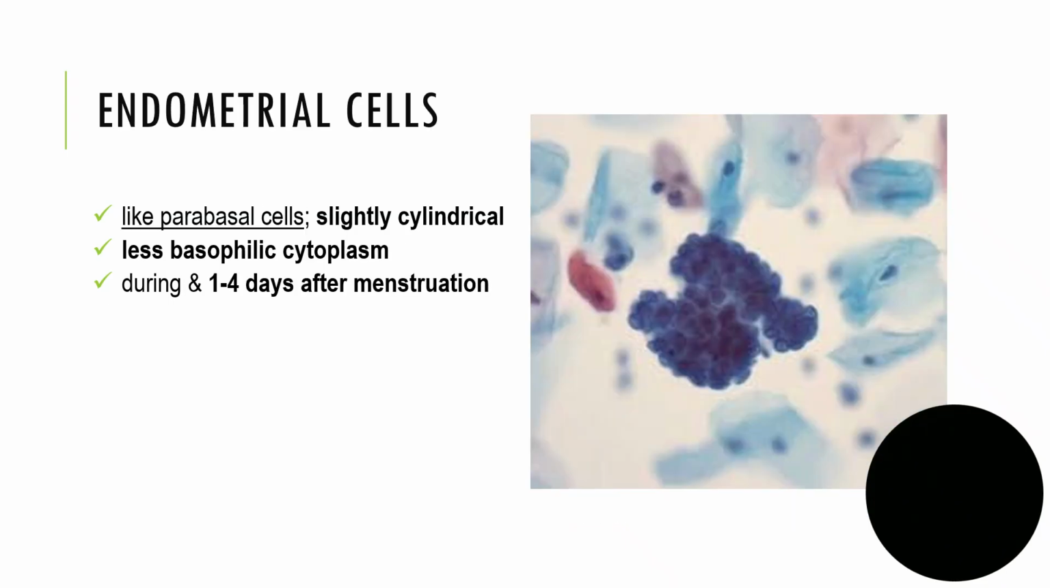Next, we have the endometrial cells. In a cervicovaginal smear, your endometrial cells resemble parabasal cells, but they are slightly cylindrical and less basophilic in their cytoplasm. They are normally found during and 1 to 4 days after menstruation, when the uterine lining is shedding. Their presence outside of this window, especially in postmenopausal women, can be clinically significant and may indicate endometrial pathology, warranting further investigation. Cytologists must always note the timing of the menstrual cycle when interpreting cervicovaginal smears.